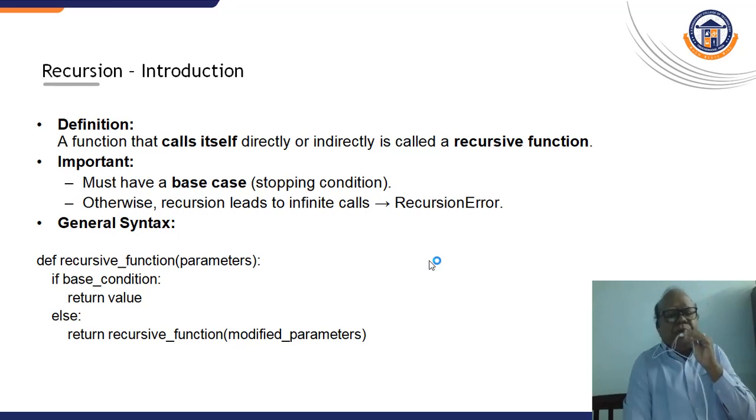And the recursive function: a function that calls itself is called a recursive function. The recursive function must have a base condition, a stopping condition, otherwise the recursion leads to an infinite call. For example, you can see the general syntax: define recursive function with parameter, if base condition, return value, else it will call the same function again and again.